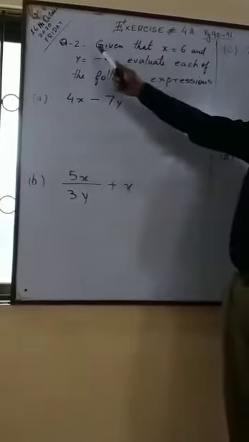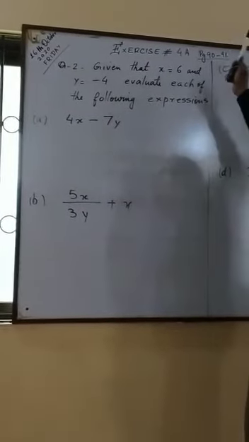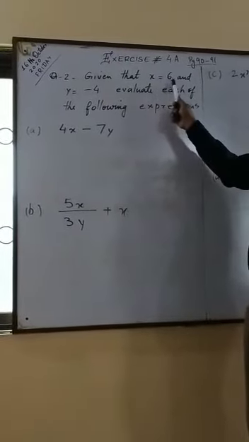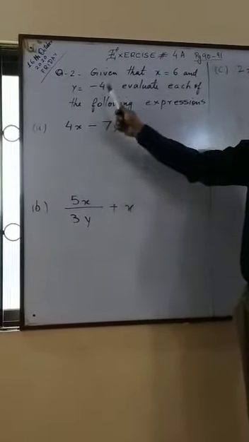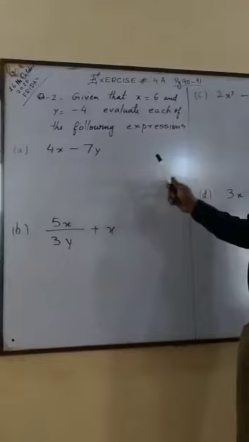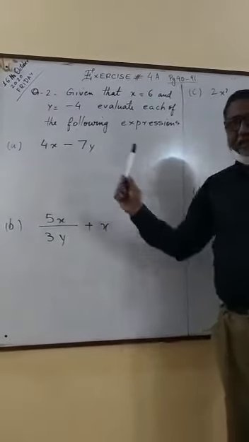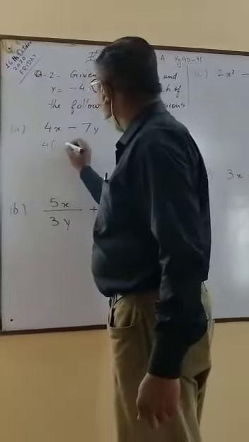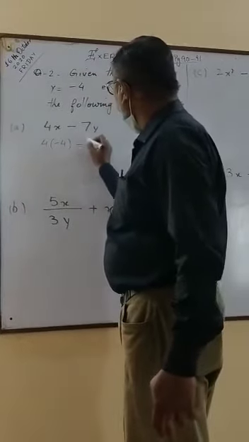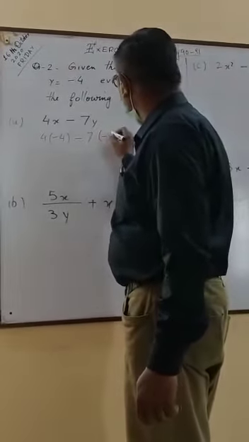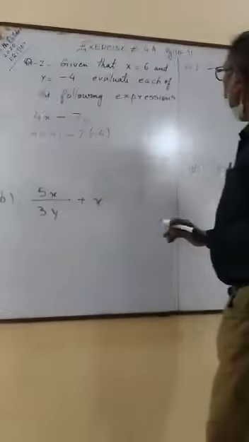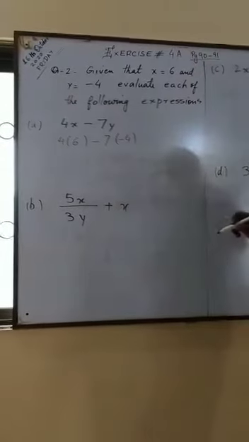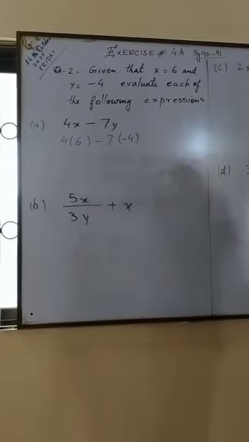This is question number 2 of the same exercise 4A, page number 90 and 91. It is given that x is 6 and y is -4. So we have to find the value of these algebraic expressions. At the place of x, we have to write 6. And at the place of y, we have to write -4.